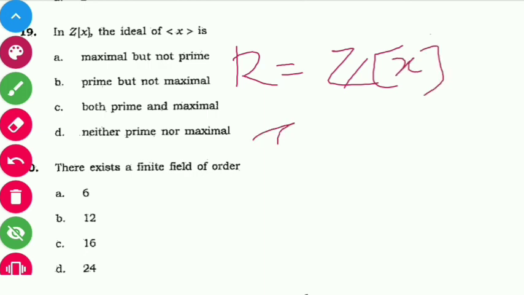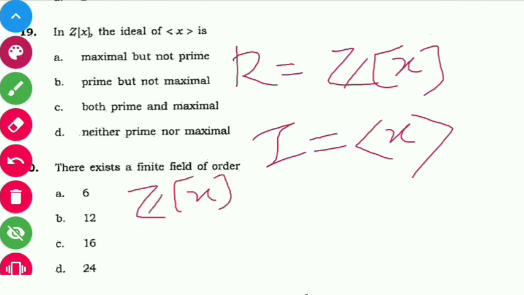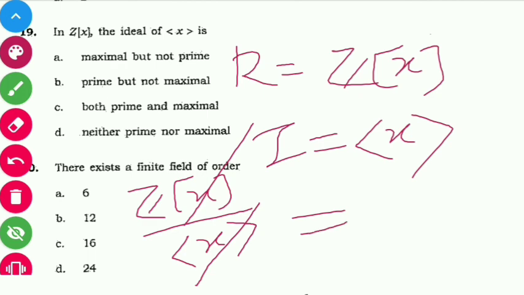So here this R is our Z[x], right? And this ideal is just the ideal generated by x. Now look at R by I. So this is just equal to Z[x] by the ideal generated by x. Now you just use the common trick. You just cancel this x with this x. So this is just isomorphic with Z.